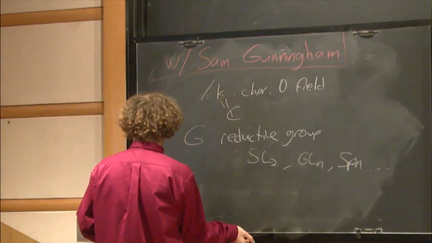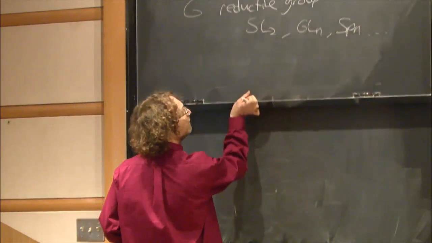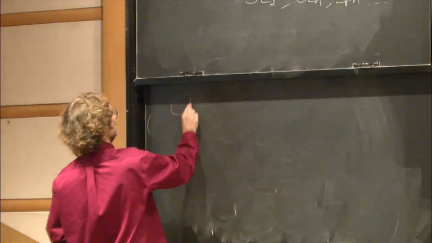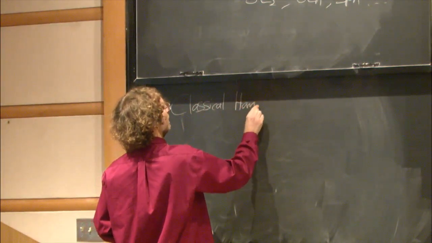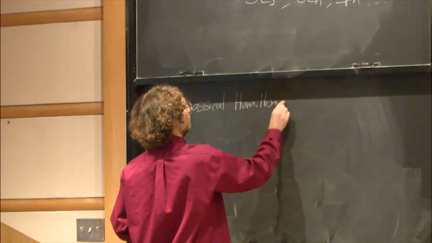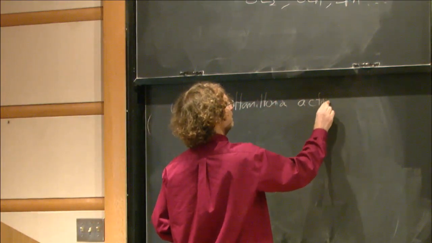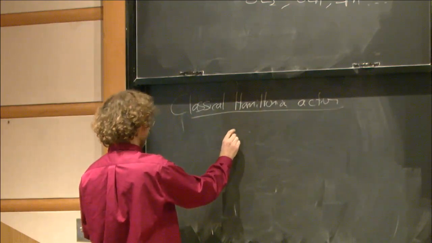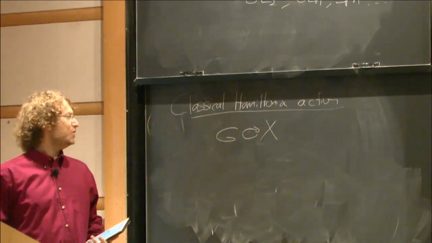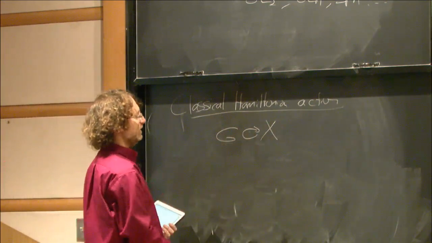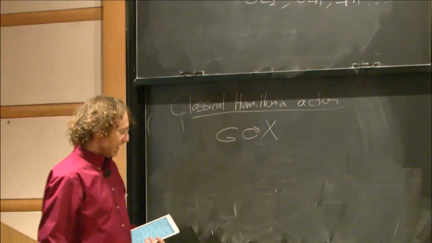And so what do I mean by a Hamiltonian action? I'll have two settings, a classical and a quantum. So what's a classical Hamiltonian action? Maybe the main example is to just start with any space on which G acts. So I'm living in algebraic geometry, so I think of this as a G variety.